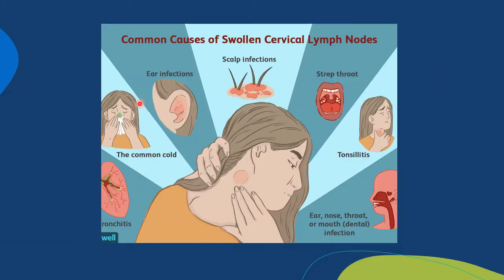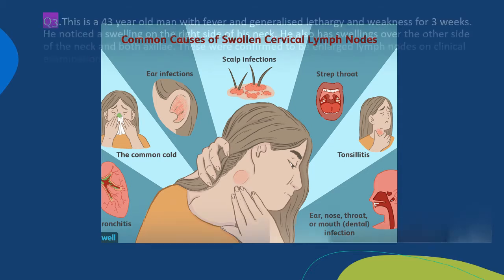Okay, coming to some common causes of swollen cervical lymph nodes. Common cold, okay, a lymph node in the posterior triangle here. Infections of the upper respiratory tract, infections of the ear, infections of the scalp, sore throat, tonsillitis, and ear and throat or mouth dental problems. Okay, all these can cause a posterior triangle cervical lymphadenitis.